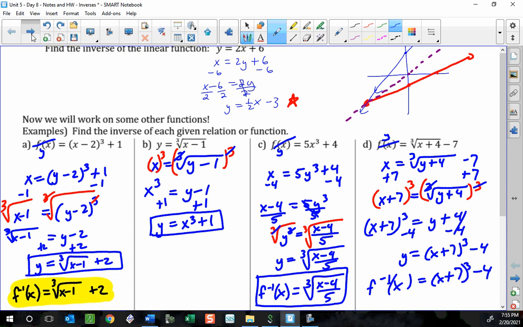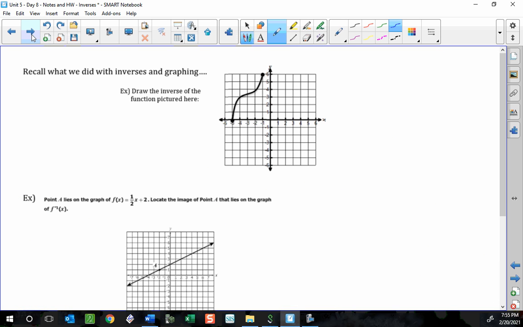And so the last little part is we're going to look at a couple of graphs here. So this kind of looks like a cubic function, right? And so we're going to draw the inverse. So remember, for the inverse, we just have to switch points, right? I have this point right here, negative 5, 0. So negative 5, 0. I'm going to switch it to 0, negative 5. So 0, negative 5 is down here. Okay, so I did that one.